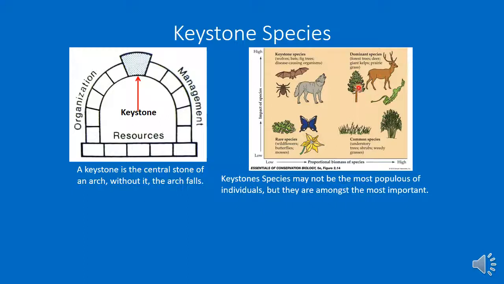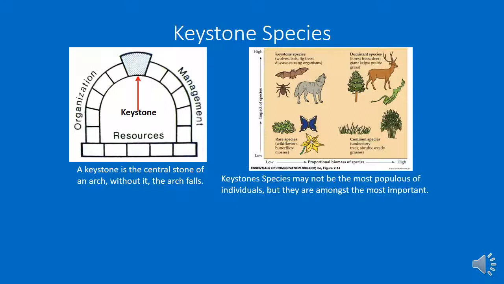High impact, some other species of trees, prairie grasses. If you're in the prairie, a deer. These are going to be the dominant species in the ecosystem, but they're not the keystones. Keystone species often have a really high impact, but they're in low abundance. There's not a whole lot of them, but they're really important.